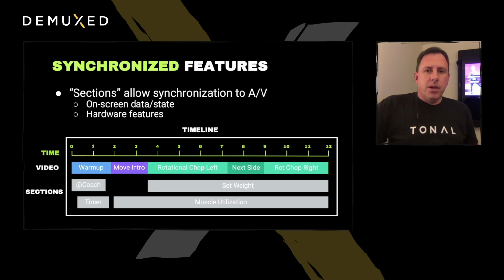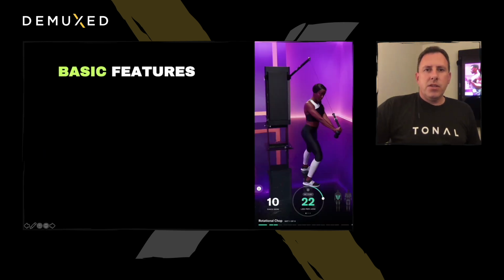In the example below, you can see that we have a section that displays the coach's Twitter handle. Another controls on-screen countdown timer for the warm-up. The set weight section is a hardware section which applies the user's suggested weights for a rotational chop. The image on the right is a snapshot of an in-progress workout.